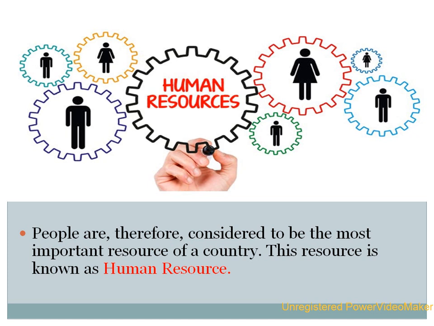For example, farmers, miners, workers and professionals are needed to grow crops, bring out minerals from mines, build roads and houses, and run factories, offices, banks, etc. So, the things which we get from humans, those who work to produce goods and services, are called human resources.